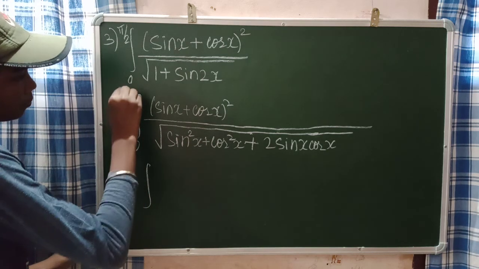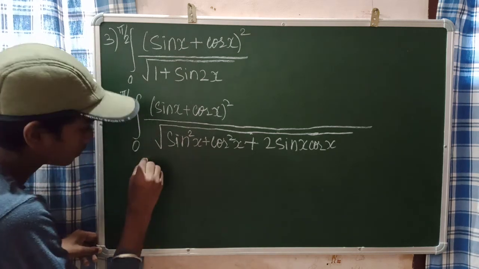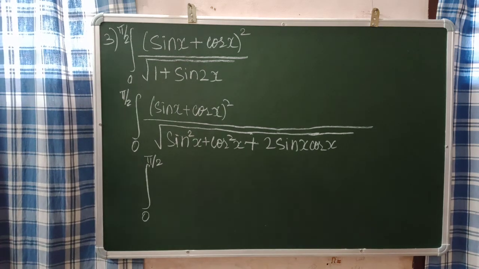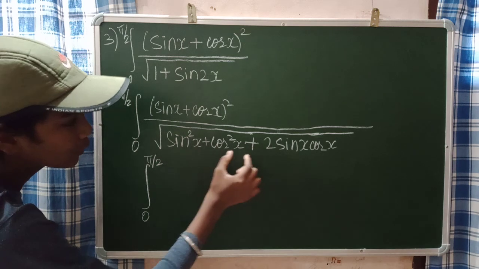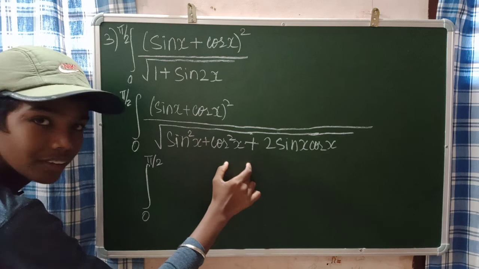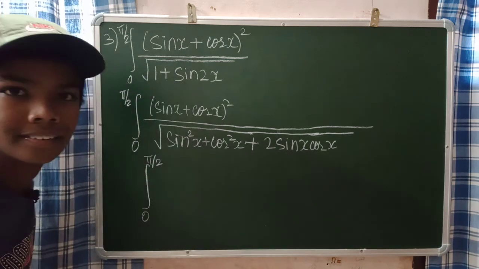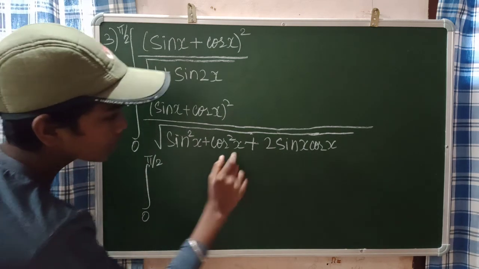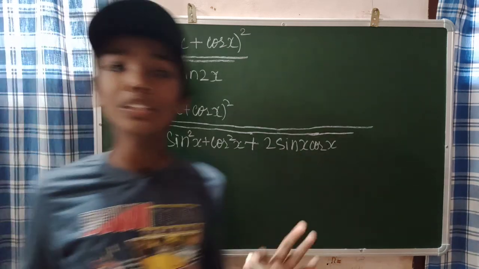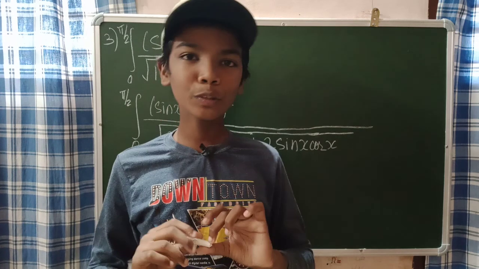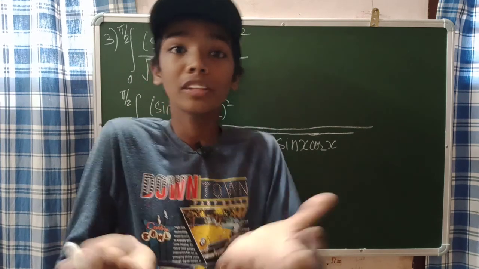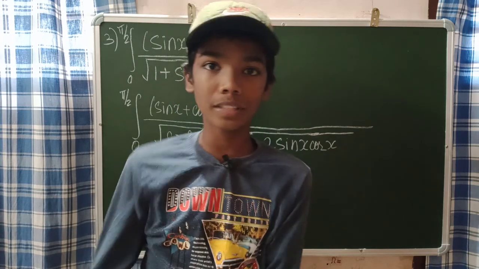0 to pi by 2. Now, what is this? Sin square x plus cos square x plus 2 sin x looks like a form of a square plus b square plus 2ab, which is a plus b whole square. See, using the formula, how easy it is becoming without even using your substitution.